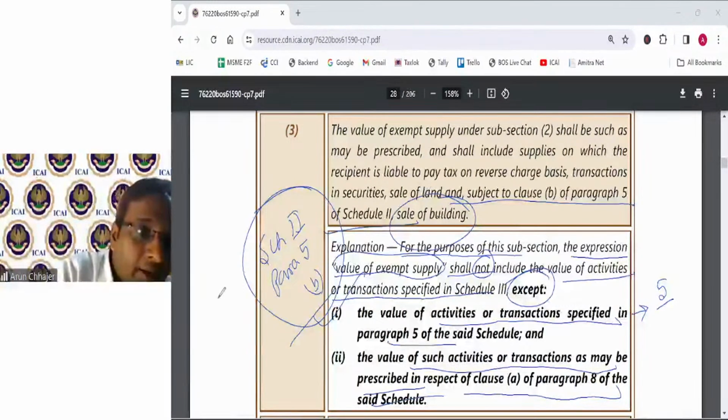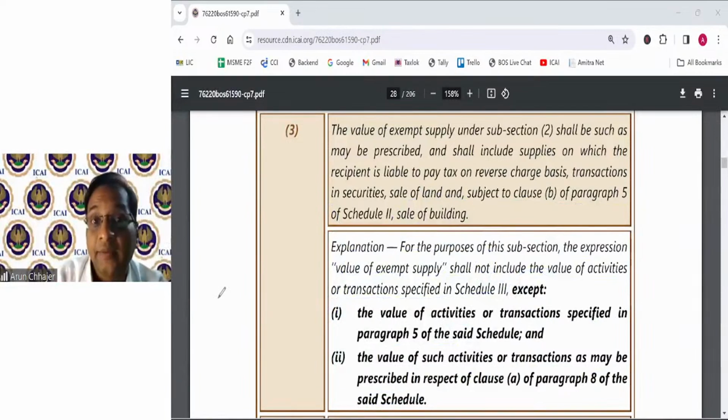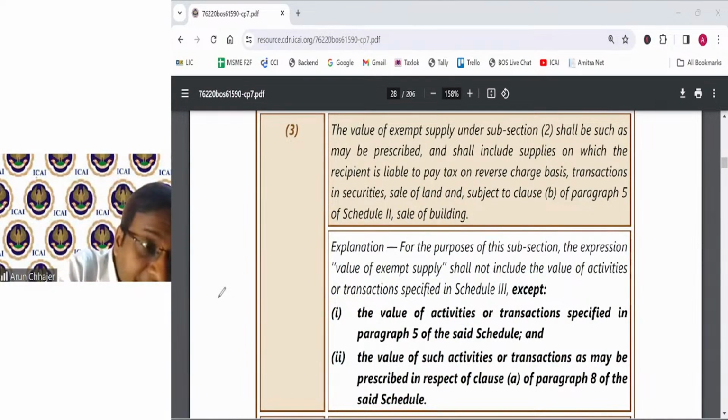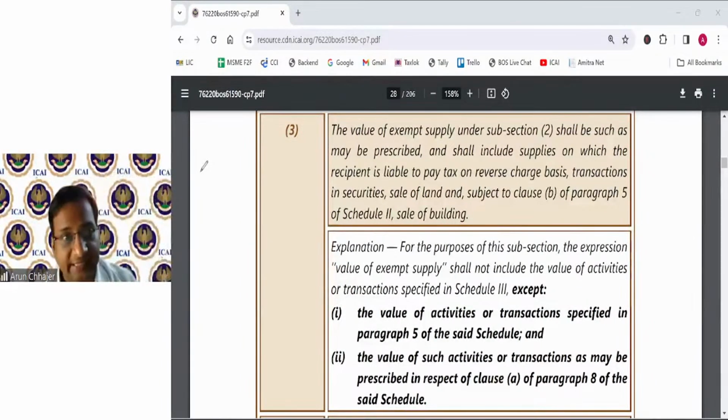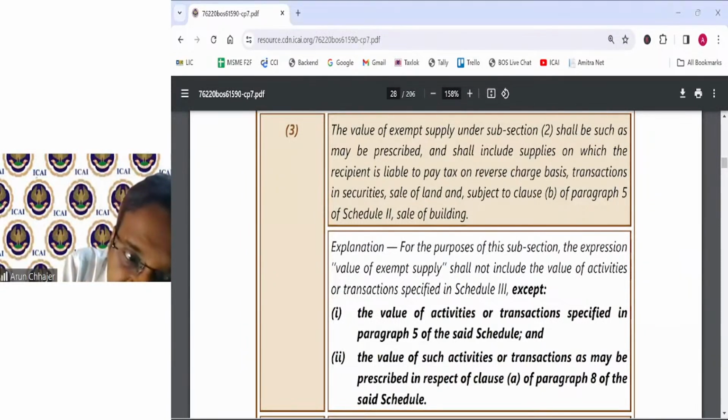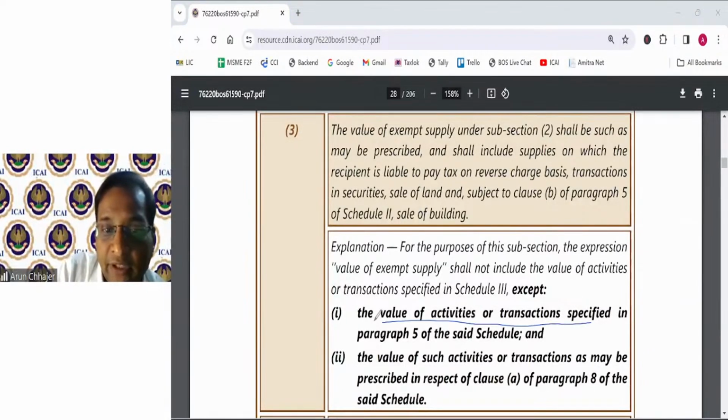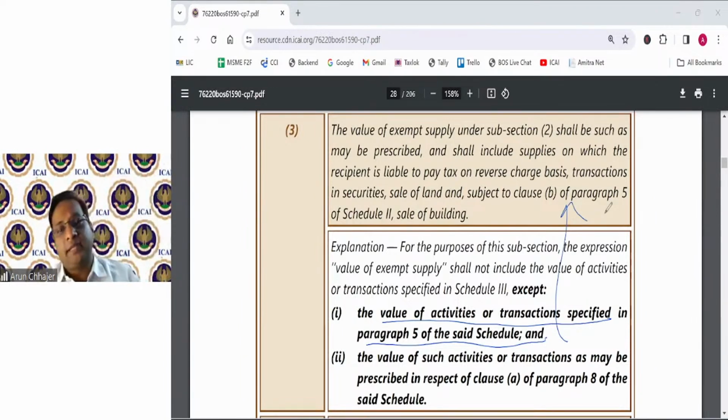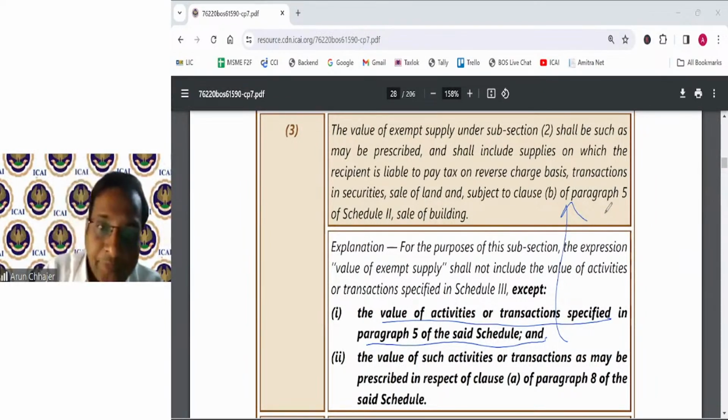So the first para, which is covered in Schedule 3, for the purpose of reversal of common ITC, out of all the transactions of Schedule 3, this first transaction is considered as exempted supply. So the value of the activity or the transaction specified in para 5 of Schedule 2. What is being specified? It is being specified that sale of land and completed building. Okay.